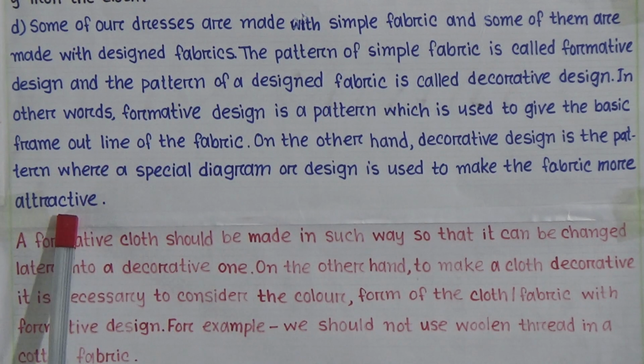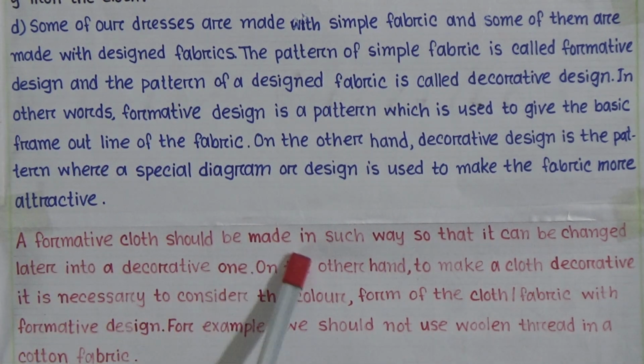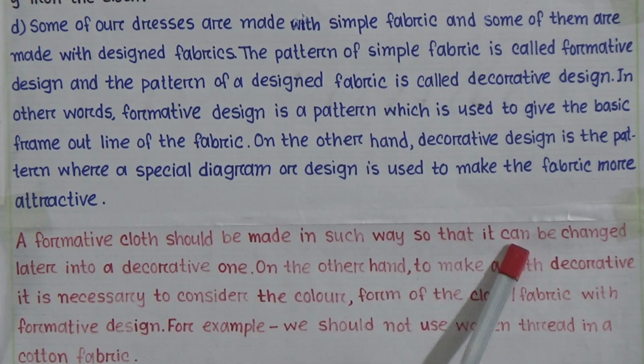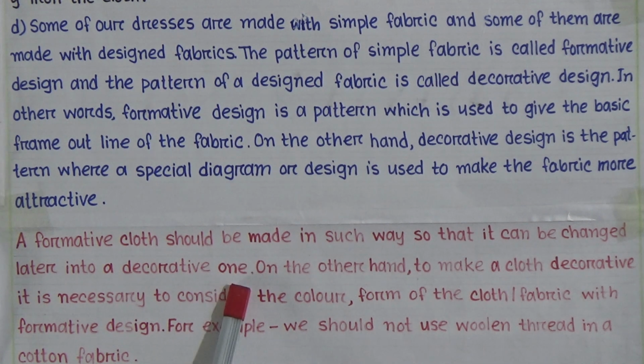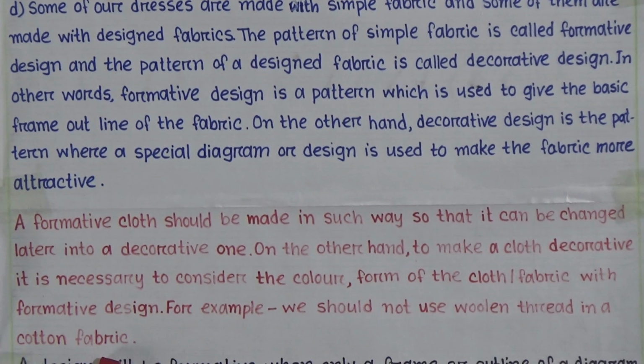A formative cloth should be made in such a way that it can be changed later into a decorative one. On the other hand, to make a cloth decorative, it is necessary to consider the color and form of the cloth or fabric with formative design. For example, we should not use woolen thread in a cotton fabric.